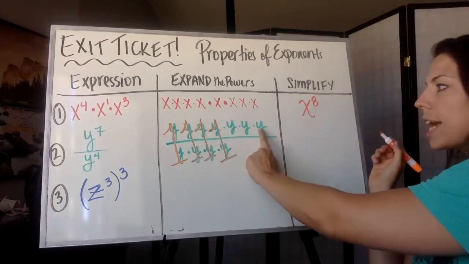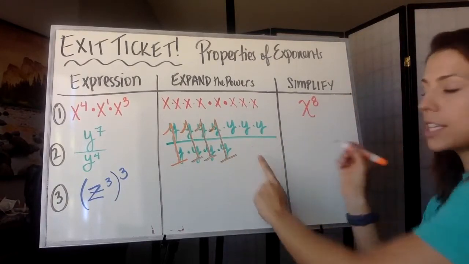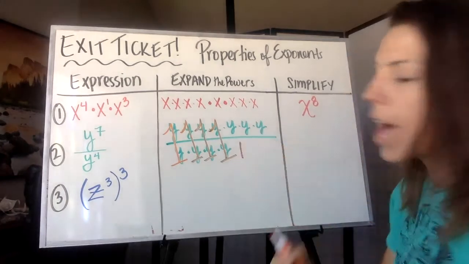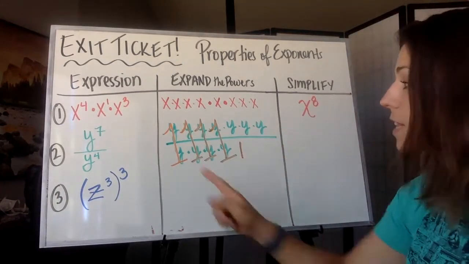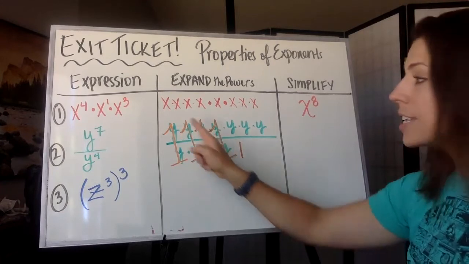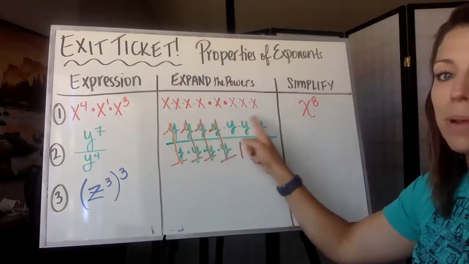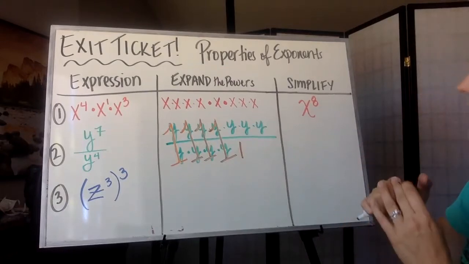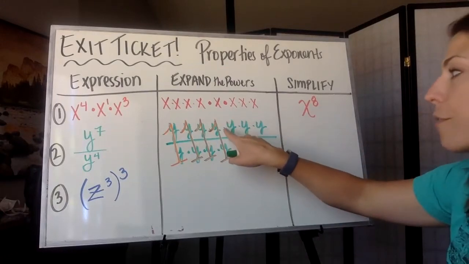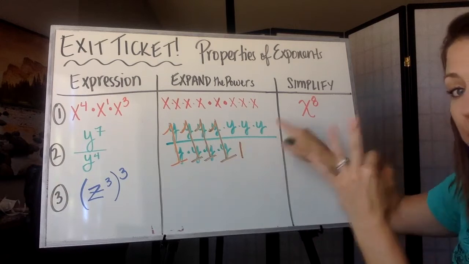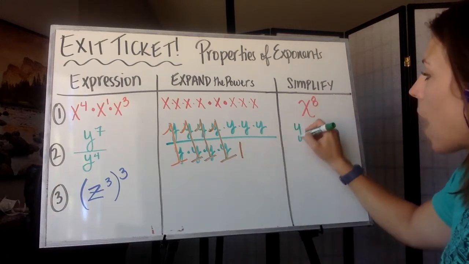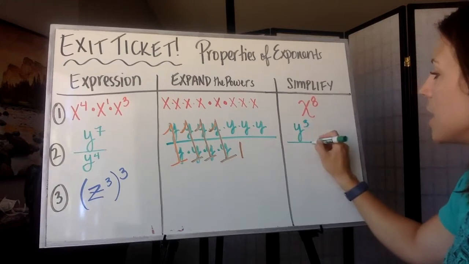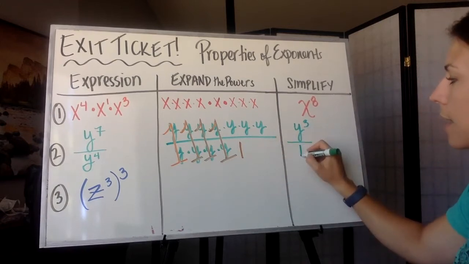Now notice I still have y's in the numerator, but I don't have anything left in the denominator. That means I'm left with 1 in the denominator because all of these y's turn into 1s. And all of these y's turn into 1s, but I'm still left with y times y times y in the numerator. All right, let's simplify. So in the numerator, I have y multiplied by itself 3 times. So that would be y to the 3rd power. And in the denominator, I have 1.